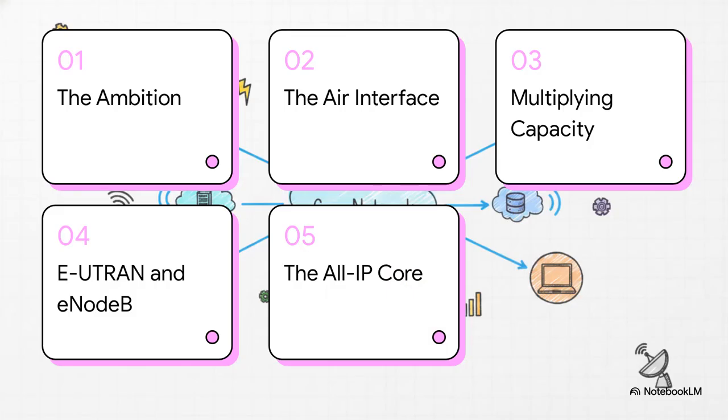Now, to make sense of the absolute alphabet soup of 4G, we're going to follow the journey of a single packet of data. We'll start with the strict requirements, look at the air interface and MIMO capacity, move to the E-Node B cell towers at the edge, and finally dive into the evolved packet core.